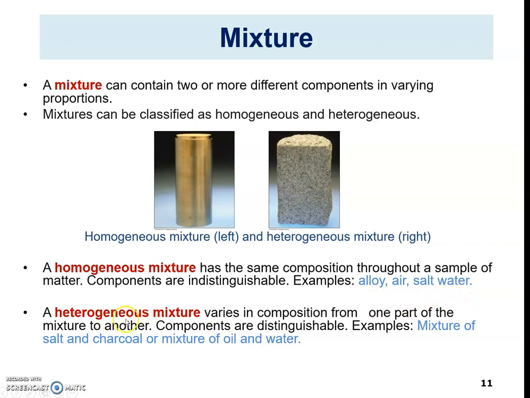Let's look into heterogeneous mixture, which varies in composition from one part of the mixture to another. This is the figure that shows an example of such a mixture. Such components are distinguishable. Examples of heterogeneous mixtures are a mixture of salt and charcoal, or a mixture of oil and water. As you can see here, the rock is distinguishable, meaning that it is a heterogeneous mixture.